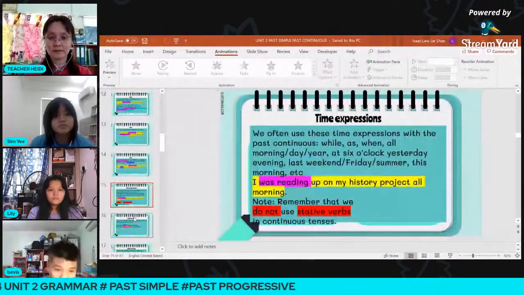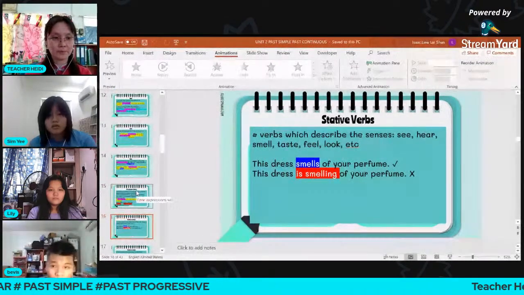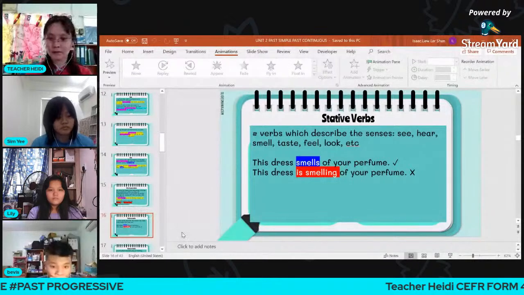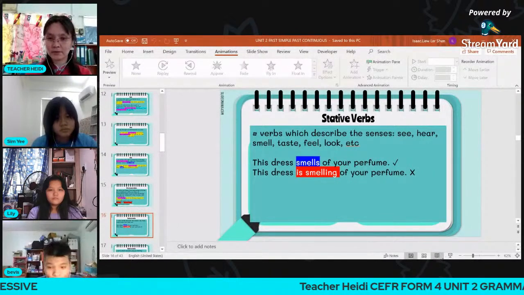All right. Okay, this will be the static verbs. Okay, let me share the screen to you.